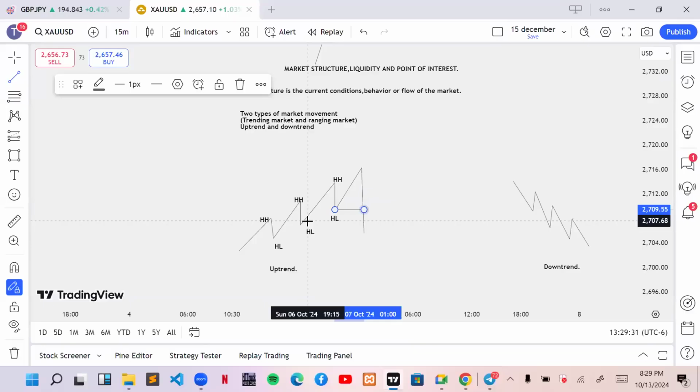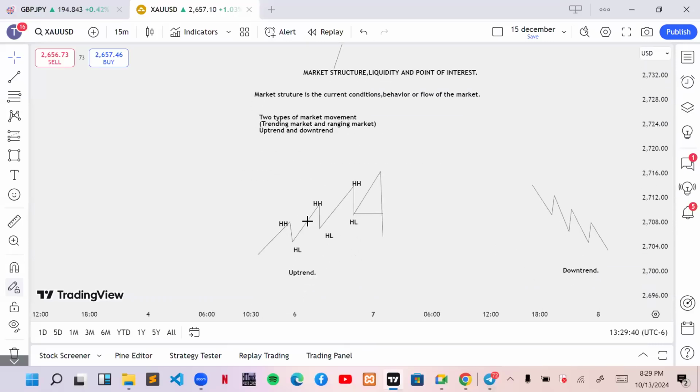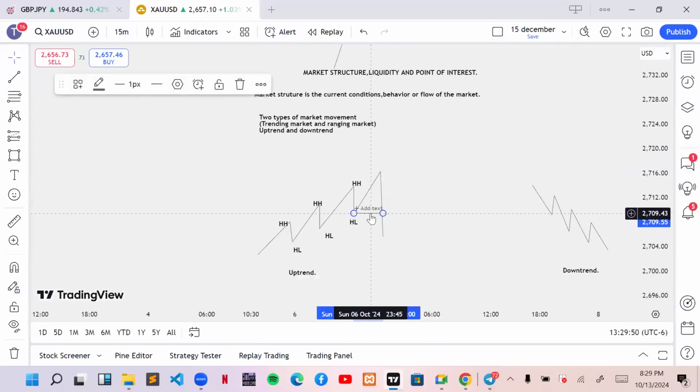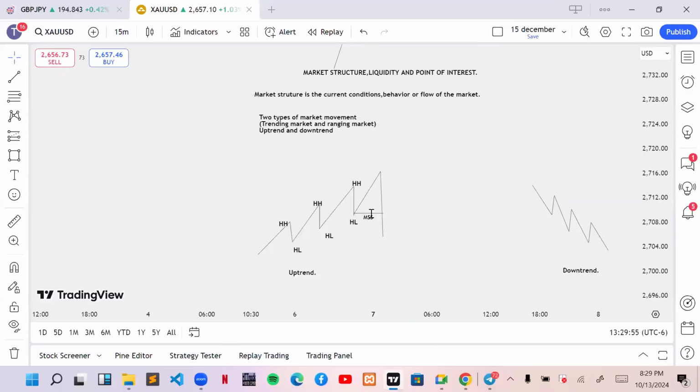So a structure shift is an indication that the current trend is about to end and the new one is about to begin in the opposite direction. Once there's a market structure shift, the direction that you were taking trades in before changes. If you're in an uptrend, you'll be taking buy continuations. Once there's a market structure shift here, which I will signify with MSS, you're no longer going to be looking for buys in this trade. What you're going to pay attention to is sells.